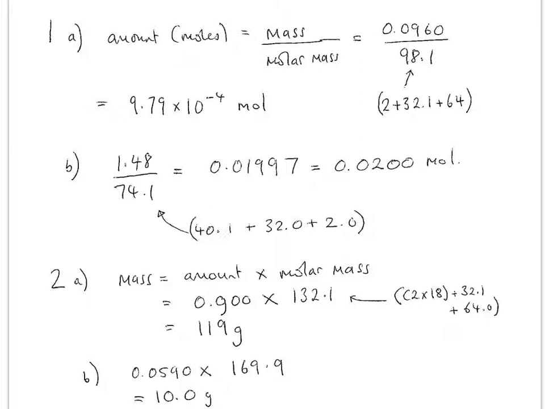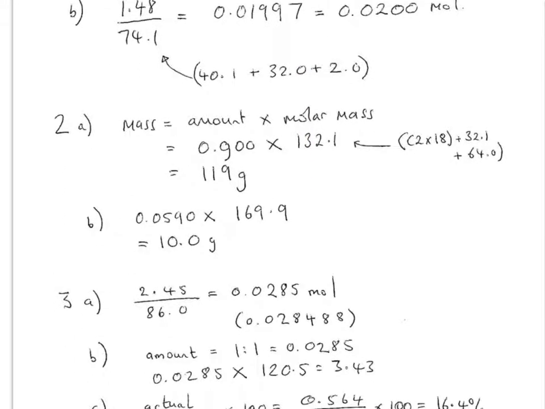2a, calculate the mass. Mass is moles times molar mass. 0.900 times 132.1 equals 119 grams of ammonium sulfate.